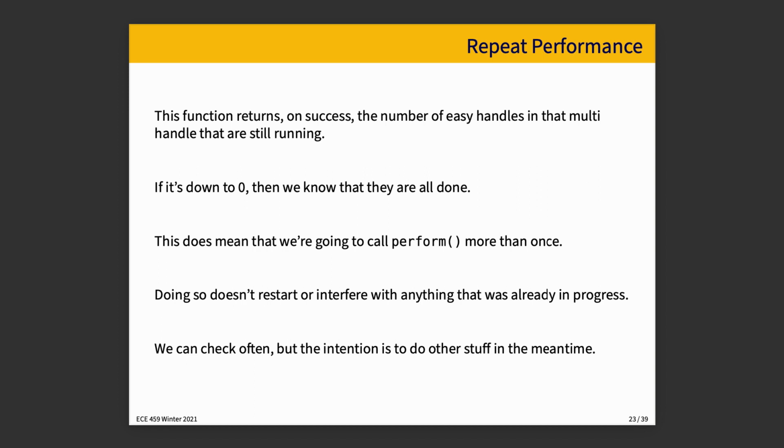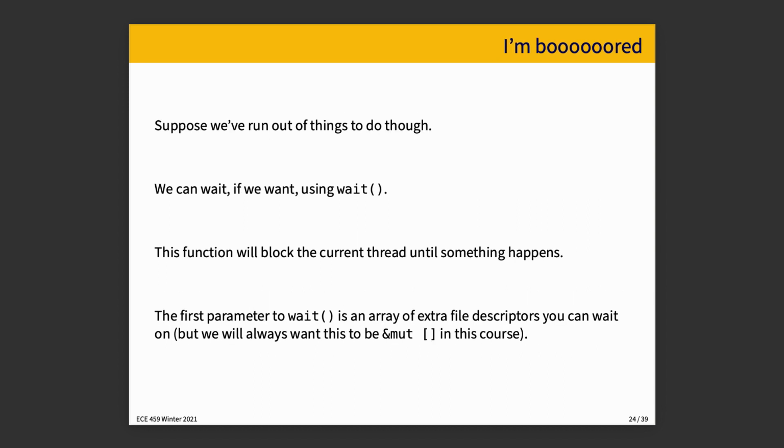And if your intention is to wait for all of them to be finished, then you're waiting for that number to be 0. In principle, you may check as often as you like, but the intention is to do other stuff in the meantime. At the beginning, at least, you might put a couple of easy handles in and start them, and then create a couple more easy handles, put them in, start those, and so on, so that you are spending time efficiently. While you've started some network requests already, you are working on some later ones, and eventually you will have run out of things to do, most likely. In that case, you can use wait.